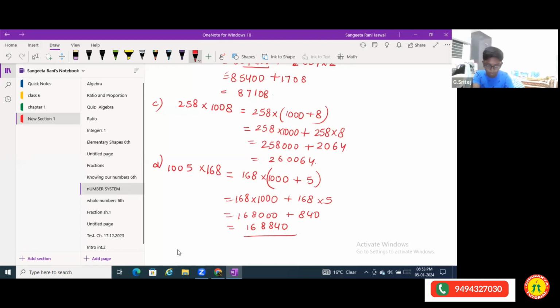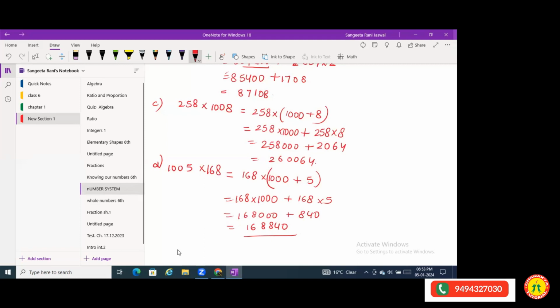So practice such type of sums. I'll give you more sums like this for the homework. After some time you can check it out. So this was all for today's class.